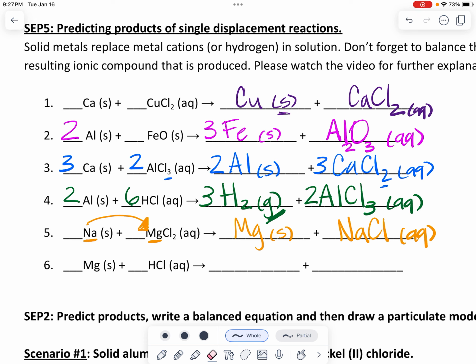So just because there were subscripts on the left does not mean that they will follow on the right. Okay, then we just need to balance the equation. Let's put a 2 here, 2 sodium, 2 chlorines, 1 magnesium. So we look great. All right, and finally, the last problem.